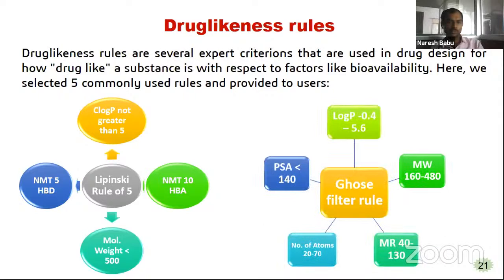And if you see the Ghose filter rule, here we can observe that logP should be between -0.4 and 5.6, and the molecular weight in this rule is 160 to 480. For molar refractivity (MR), it is 40 to 130, and the number of atoms in the structure should be 20 to 70. The topological polar surface area should be less than 140. So these 5 rules come under the Ghose filter rule.